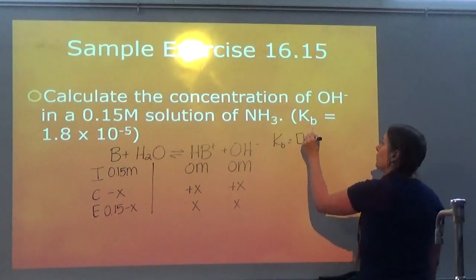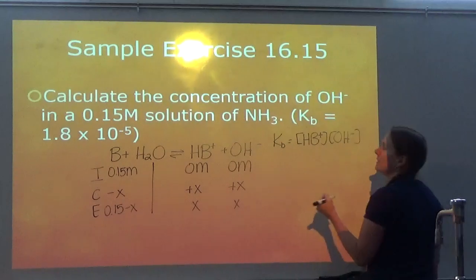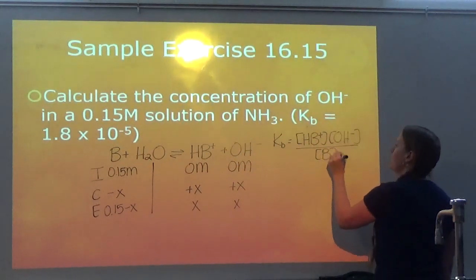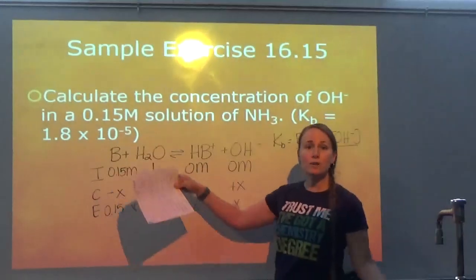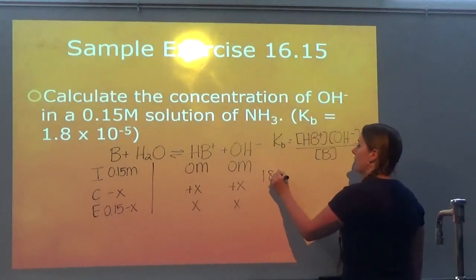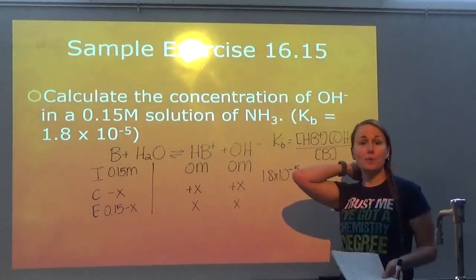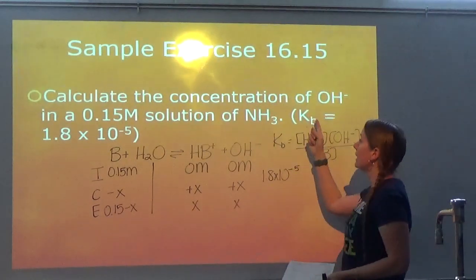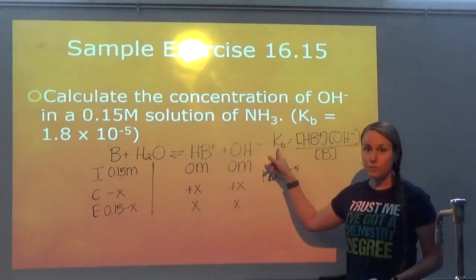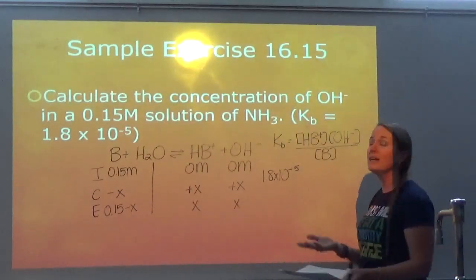Alright, we don't want this video to be 50 minutes like the last one. My gosh. Alright, so we have HB plus times OH minus over just my base. Okay, remember I don't want to include water because it's a liquid. So I plug in my Kb, which is 1.8 times 10 to the negative 5. Oh, and that's one thing I do need to point out, y'all. You've got to make sure they give you the correct one. They could have given me Ka instead, and then I can't plug that in for this. We'll look later in this video at how to get in between Ka and Kb if you need to.